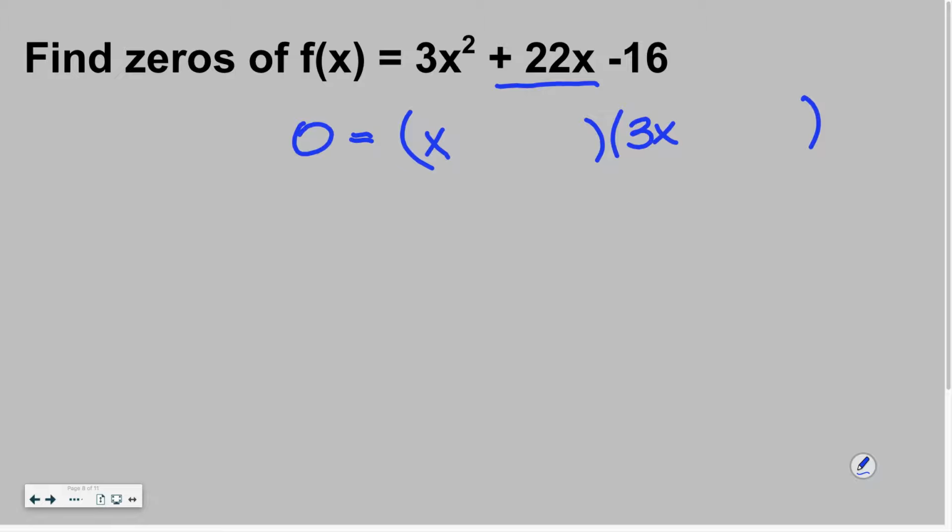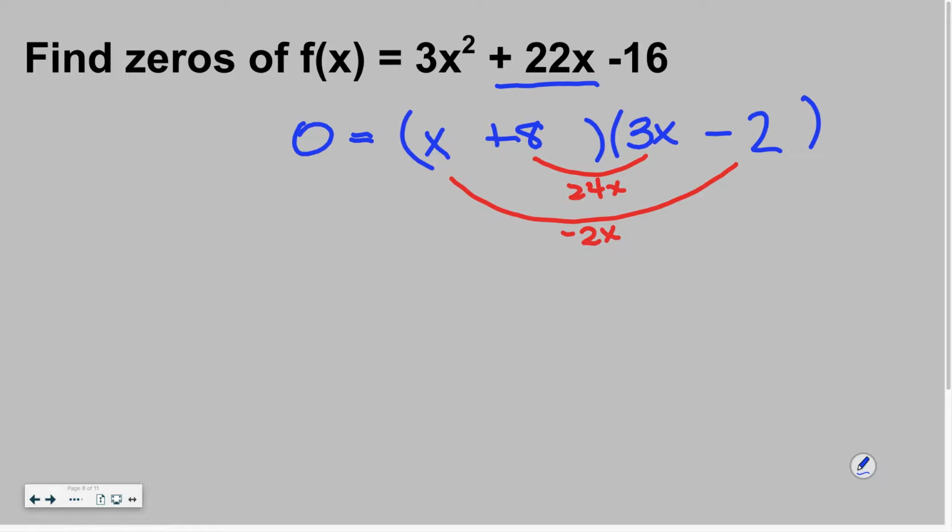A positive and negative number. What? 8 and 2? Like if we put 8 here and negative 2 here, you get 24x and negative 2x. Do those add to 22x?